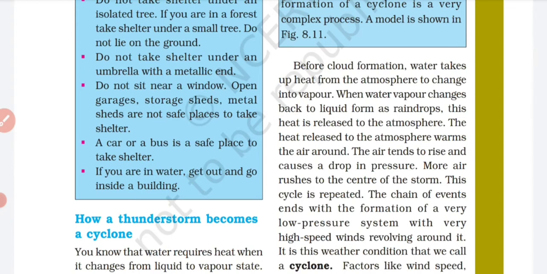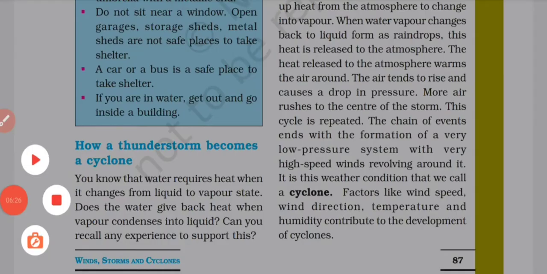Now if you are in water, that means if you are in any river, near any river place or in any swimming pool, just get out of that place and get inside a building. So overall, don't take shelter in the water. Don't take shelter under a tall tree or any isolated tree or near a window. So these are some precautions that you have to take when lightning occurs.